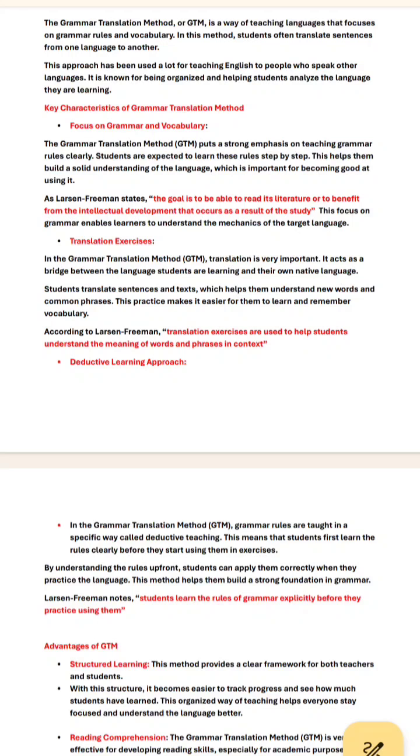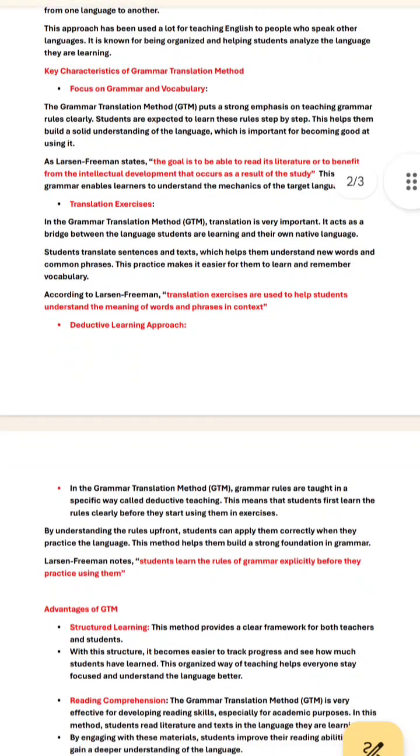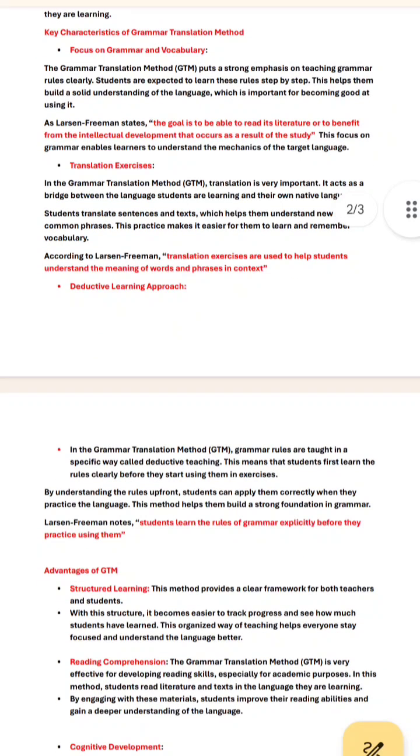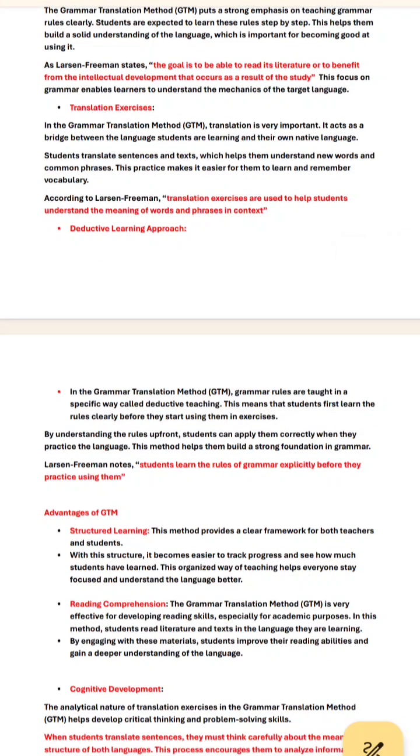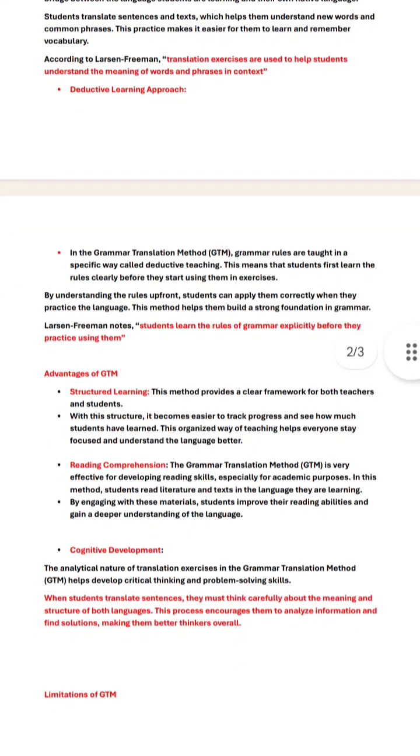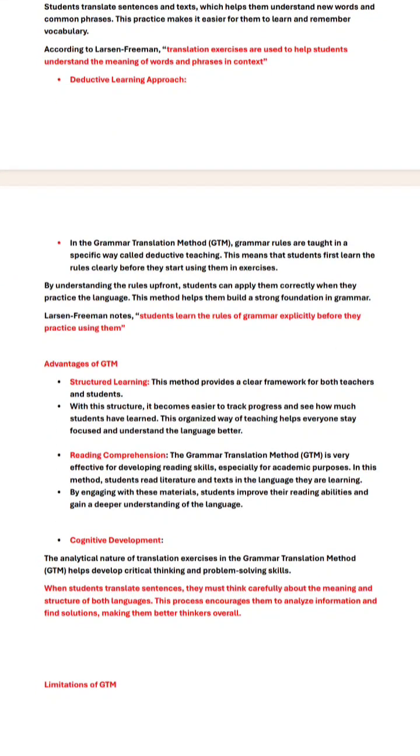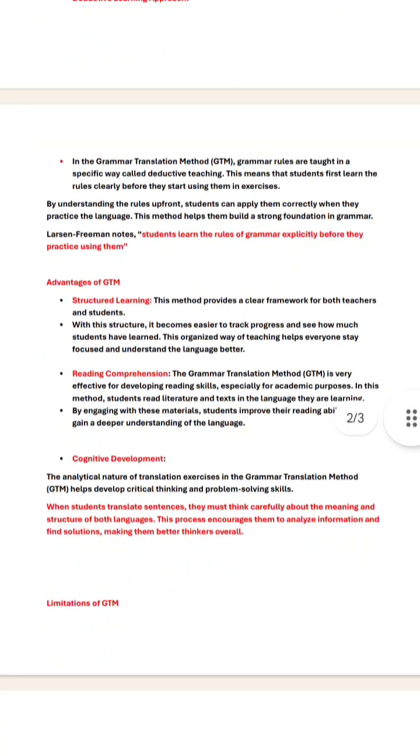The second most important characteristic of GTM is translation exercise. It acts as a bridge between the language students are learning and their own native language. They translate the text, which helps them to understand the new words and common phrases in their target language. According to Larsen-Freeman, translation exercises are used to help students understand the meaning of words and phrases in the context. Grammar translation method also uses the deductive way of learning, which is that the students first learn the rules clearly before they start using them in practice.